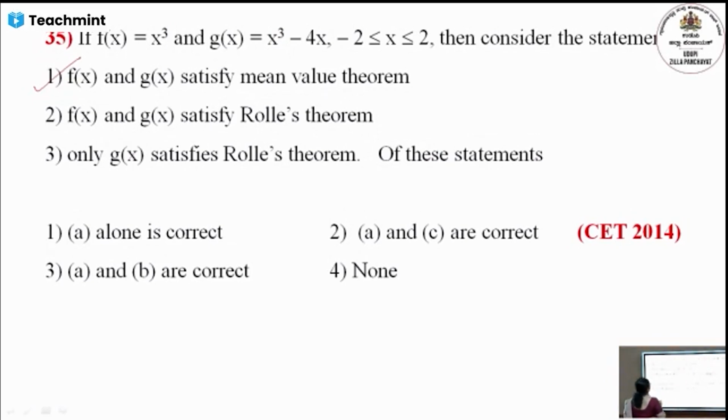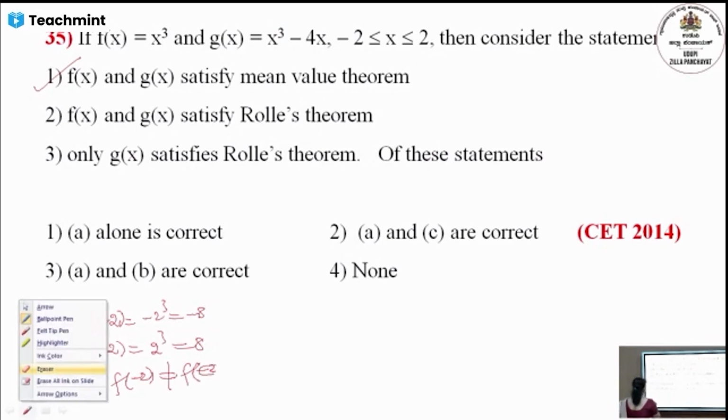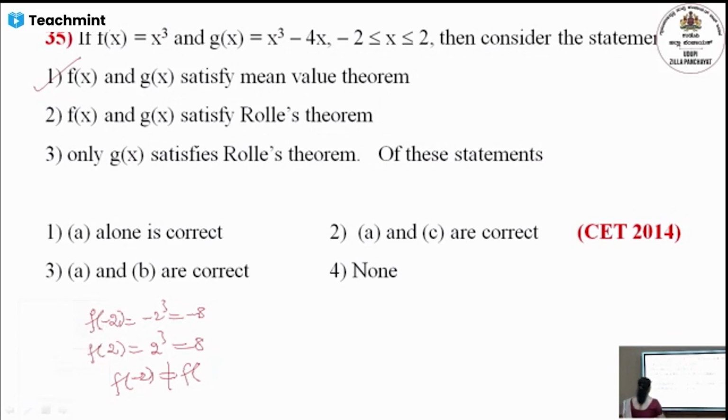That's correct. Now, what is f of minus 2? Is minus 2 cube, which is minus 8. F of 2 is what? 2 cube, which is 8. F of minus 2 is not equal to f of 2. Therefore, this statement is wrong. Because for Rolle's theorem, f of a must be equal to f of b. Here f of minus 2 is not equal to f of 2.